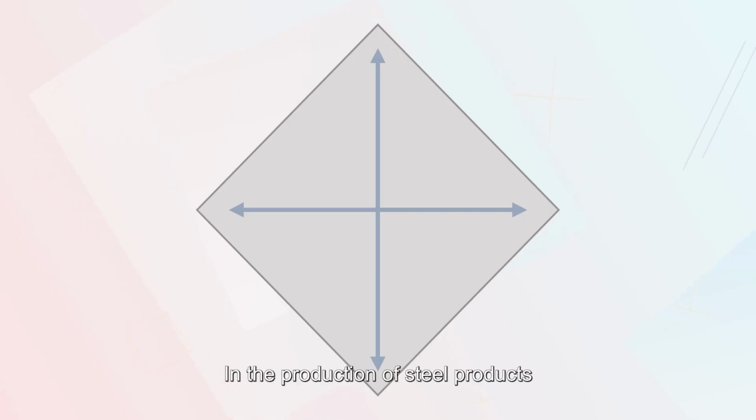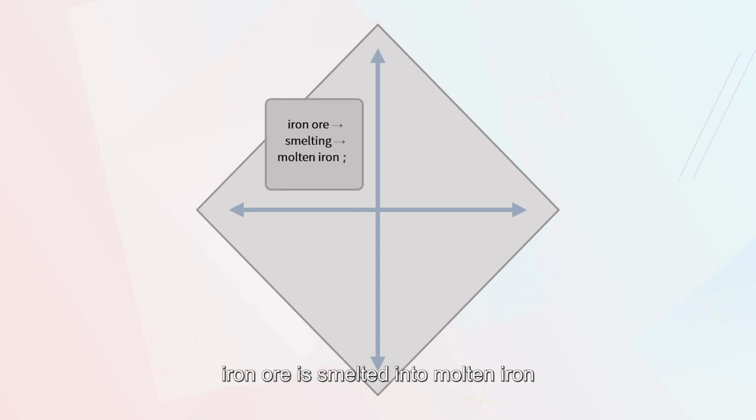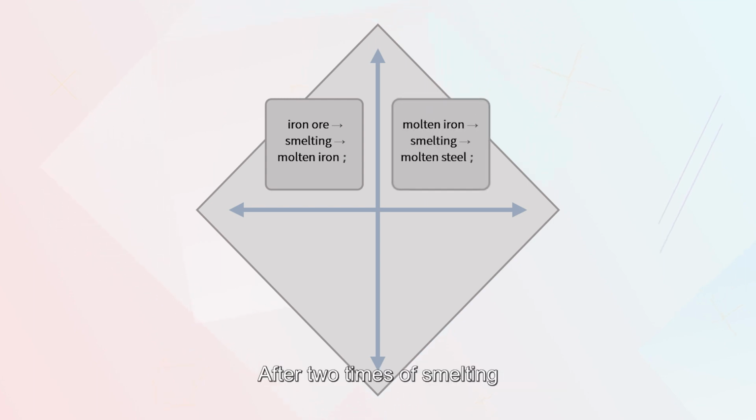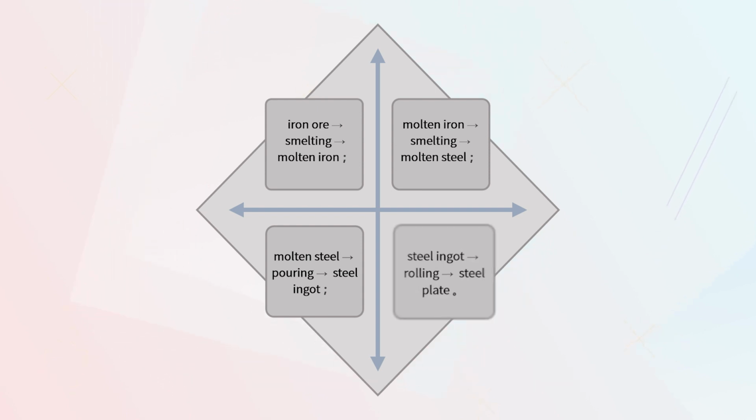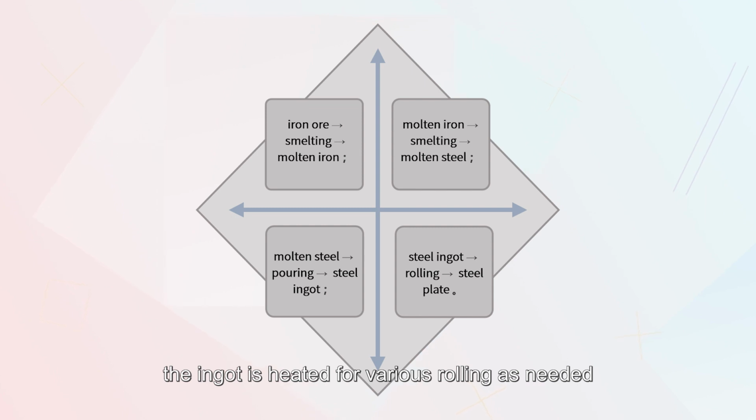In the production of steel products, at first, iron ore is smelted into molten iron, which is then smelted into steel. After 2 times of smelting, the molten steel is obtained. And the next step is to turn molten steel into steel products. The molten steel can be poured into the mold and let it solidify into an ingot. After that, the ingot is heated for various rolling as needed.